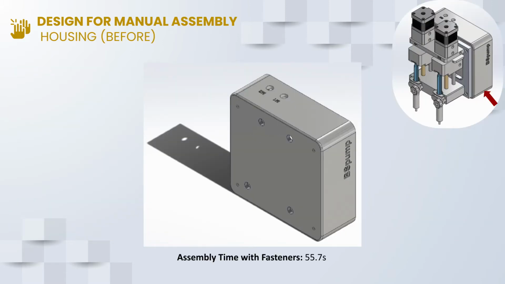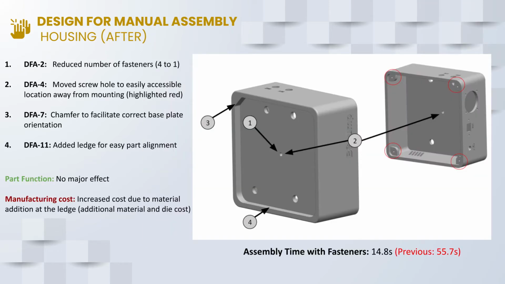Starting with the housing, the original design took 55 seconds to mount it to the base plate. We improved the design for manual assembly by reducing the number of fasteners while moving it to an easily accessible location. We also added some part features to assist in orienting and aligning the part to the base plate. This had no impact on the function of the component, but does increase the overall cost due to the ledge added to the part. We were able to reduce the assembly time from 55.7 seconds to 14.8 seconds.